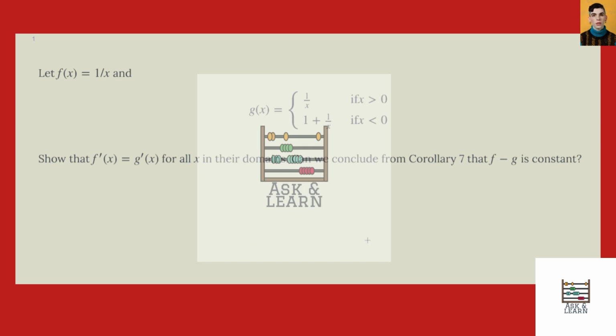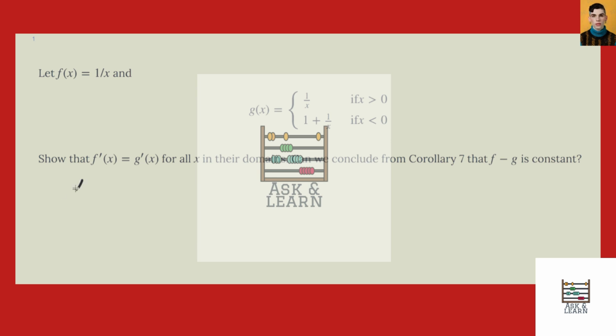Okay, so we are told to let f(x) equal 1 over x and let g(x) be a piecewise defined function: if x is greater than 0, it's 1 over x, and if x is less than 0, it's 1 plus 1 over x. And then we are being asked to show that f prime of x equals g prime of x for all x in the domain. And then the question asks us, can we conclude from corollary 7 that f minus g is constant? So we're going to go ahead and first prove this statement, f prime of x equals g prime of x.